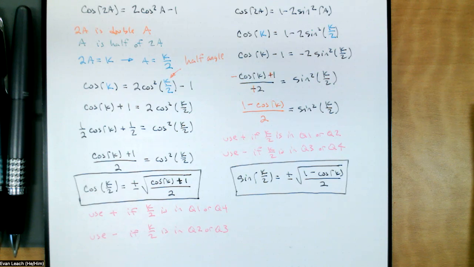We want to learn our sum and difference identities. We want to use our sum and difference identities to figure out our double angle identities. Then we can use our double angle identities to get us our half angle identities.